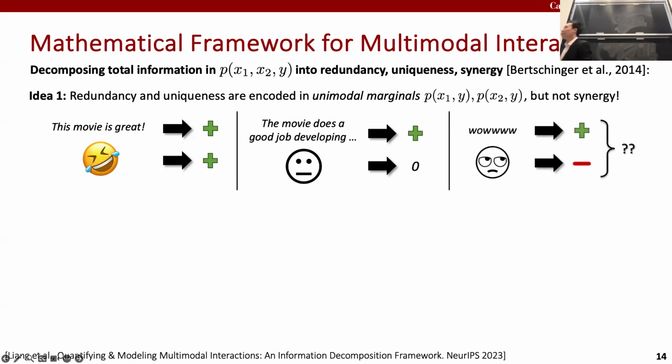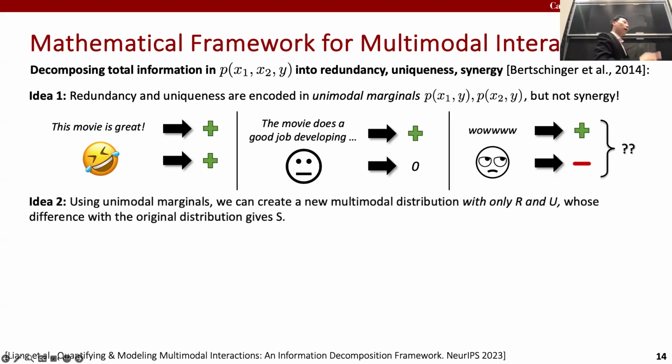But this fails for synergy. You're showing something positive in language, but you're showing angry expressions that were negative. Without knowing the true y, given both x1 and x2, you're not able to distinguish whether it's uniqueness or synergy. If the true y is positive, then it's unique information in the first modality contributing to the label. If the true y is negative, that's unique information in the second modality contributing to the label. And if the true y is something completely different, such as sarcasm, then that is synergy between those 2 modalities. So that's the first idea. You can infer these unimodal marginals, and redundancy and uniqueness are encoded within these marginals, but synergy is not.